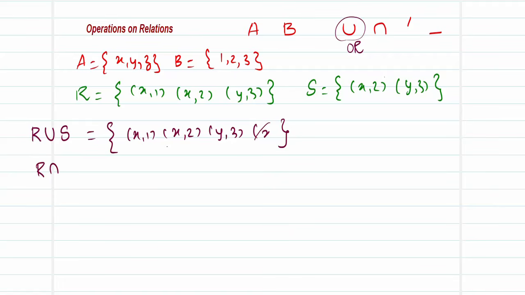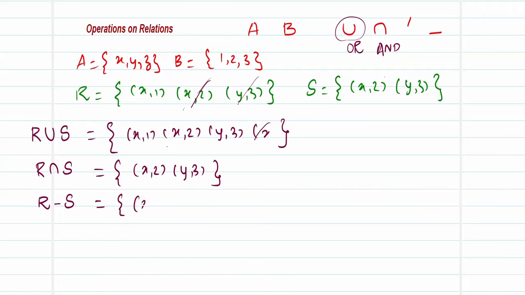Next, R intersection S: elements that are common to both. What are the elements that are common to both the relations R and S? It is (x,2) and (y,3). Next, what is R difference S? The elements in R but not in S. So from the elements of R, remove elements of S. When I remove elements of S, I will be left with (x,1). So that is my R minus S.